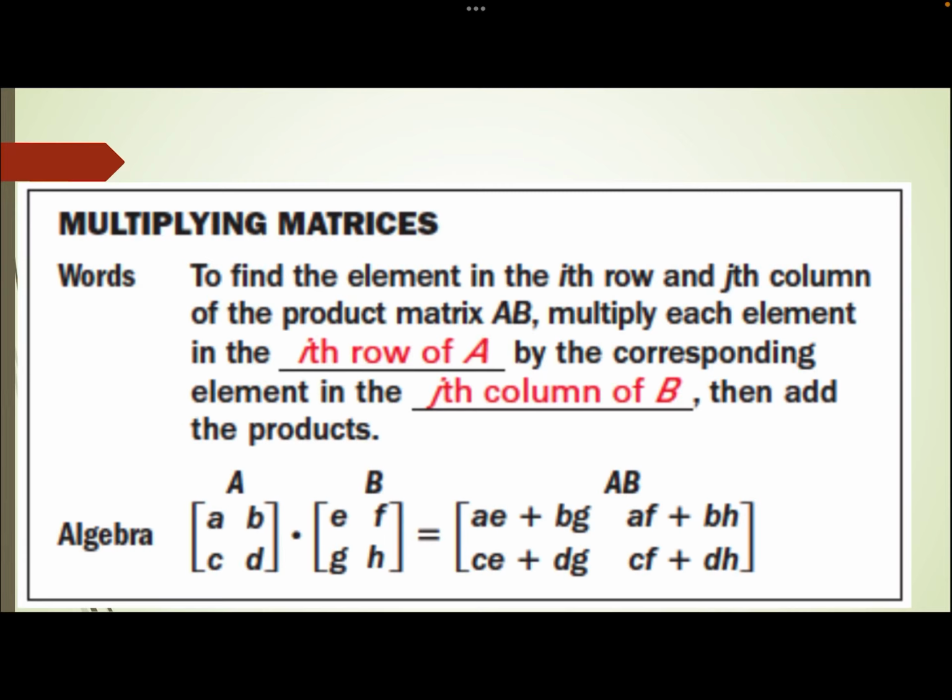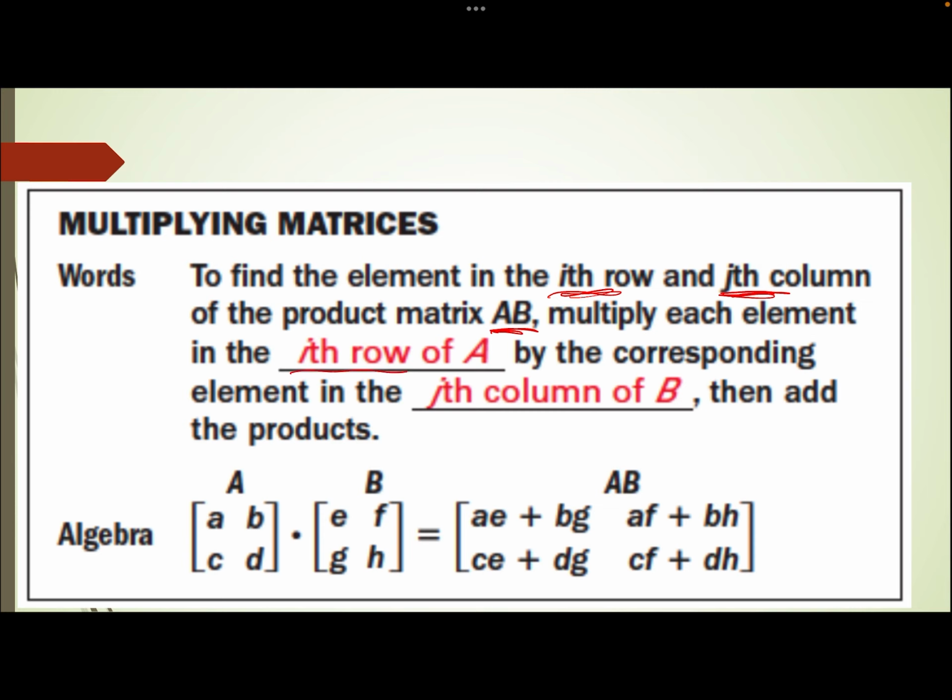So now we're going to look at multiplying matrices. And don't worry about this ith row and jth column. That just means any row times any column. So when we multiply matrices, it's not commutative. Matrices are not commutative. So AB would not be the same as BA.